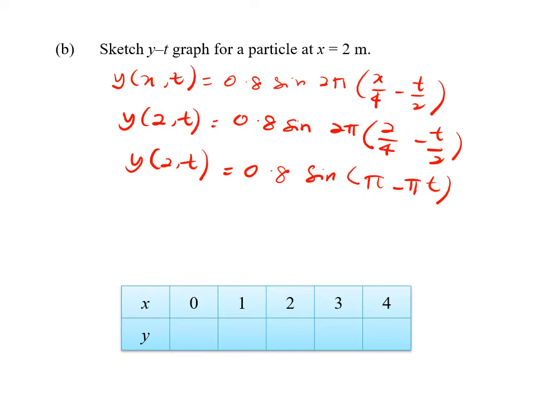So you substitute into 0.8 sine pi minus pi t, where the value of t here refers to 0, 1, 2, 3, and 4. So once you substitute, you will get your y values 0, 0.8, 0, negative 0.8 because it shows a sinusoidal waveform, and 0.